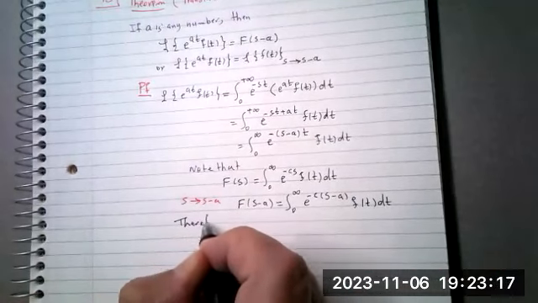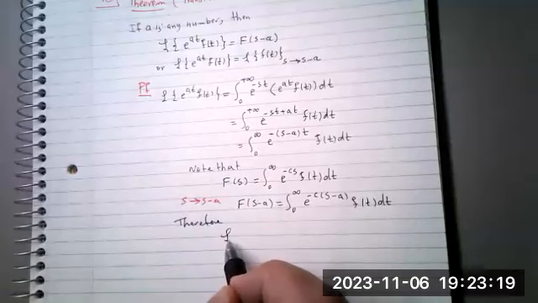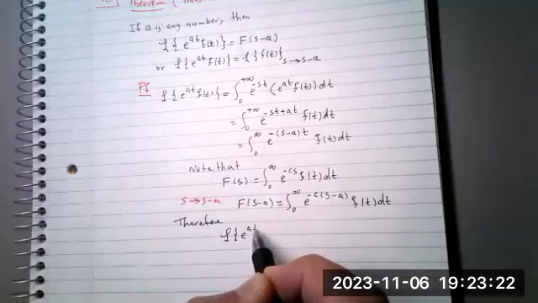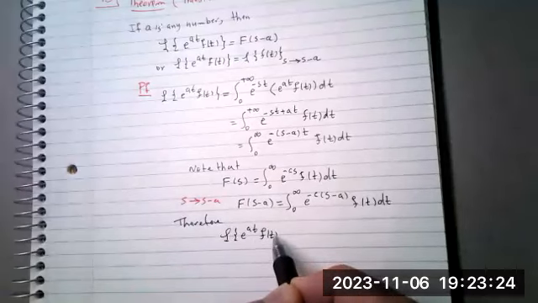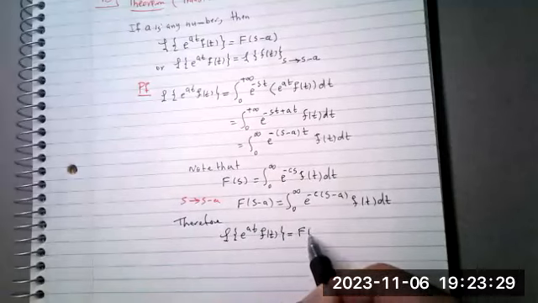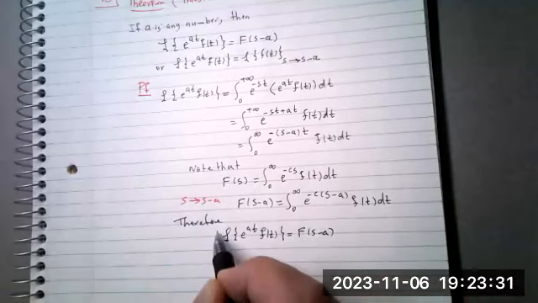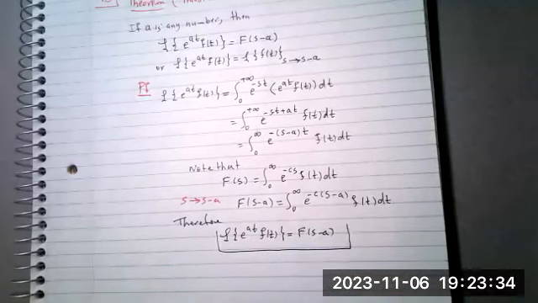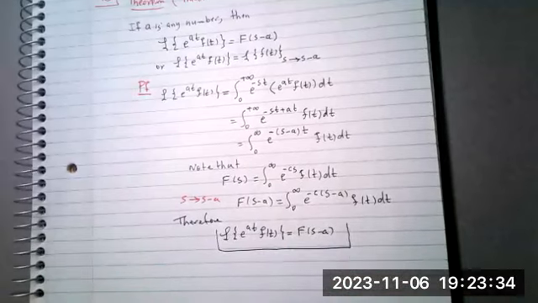Therefore, if we have the Laplace of e to the at f of t, it is simply going to be F of s minus a. Very useful formula. We will see the way we're going to use it. I can go back to those equations that we tried to solve the other night. You can do it, but first we have to practice to see where we are going to use it, especially for the Laplace inverse.